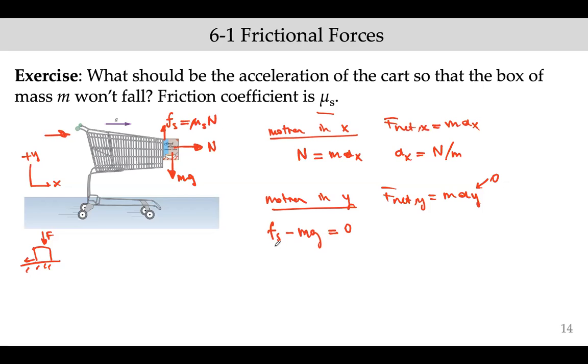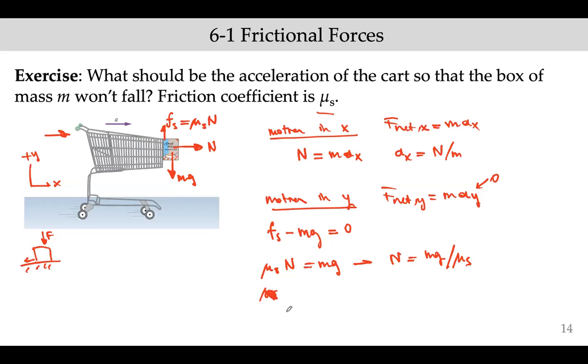Now, the definition of friction force is mu s times normal force. Now I will take mg to the other side. Okay, and let's write the normal force here. Let's find the normal force from here. So let's calculate for the normal force. Normal force is equal to mg divided by mu s.